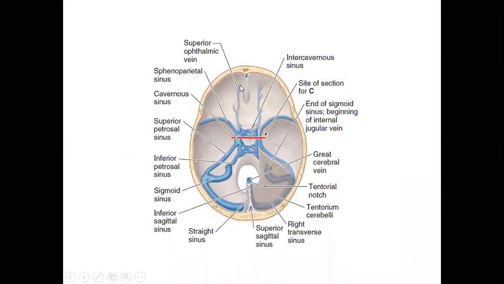Here you can see the superior ophthalmic vein. These two are the cavernous sinuses situated on each side of the body of the sphenoid bone. And here you will get the pituitary gland.